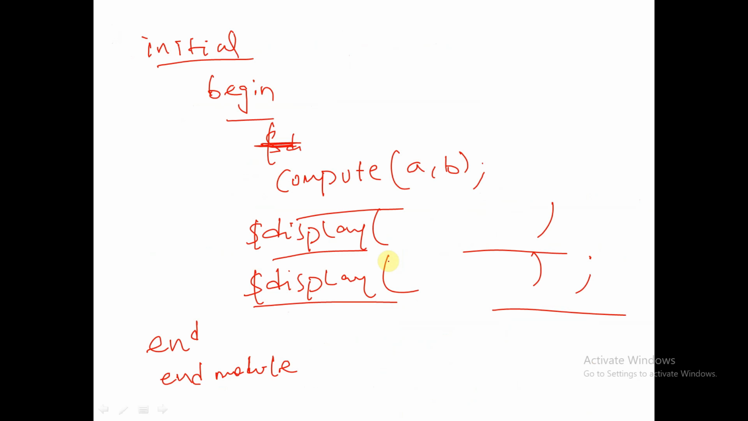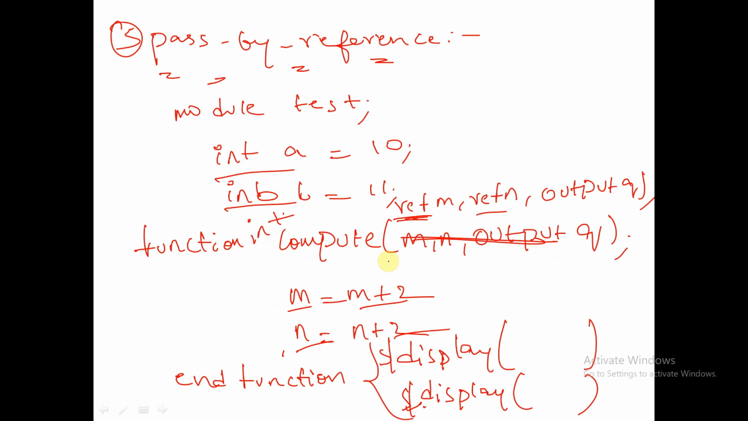So this is pass by value, pass by argument, and pass by reference in SystemVerilog tasks and functions. We can use this with the tasks also. I discussed it with the functions. You can use it with tasks also.